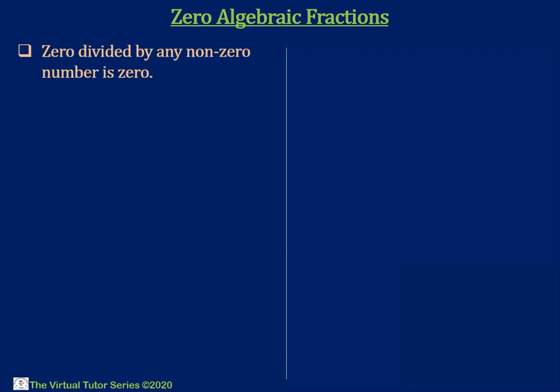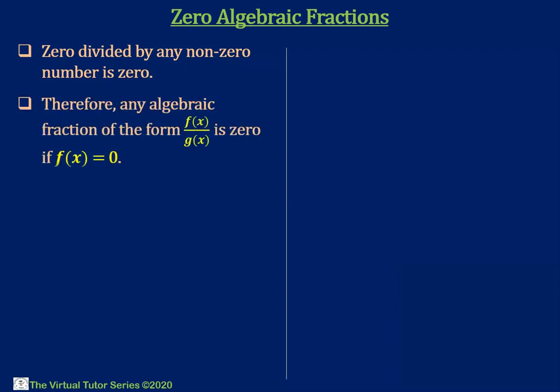We begin with zero algebraic fractions. We know that 0 divided by any non-zero number is 0. Therefore, any algebraic fraction of the form f of x over g of x is 0 if f of x is equal to 0. In other words, since 0 divided by a non-zero number is 0, an algebraic fraction can only be 0 if the numerator is 0.